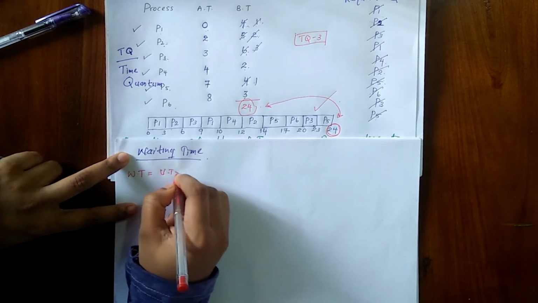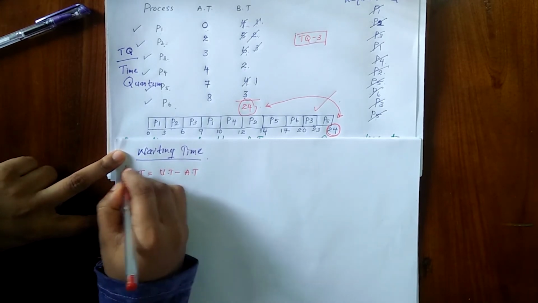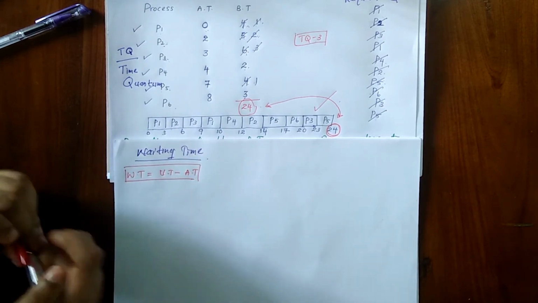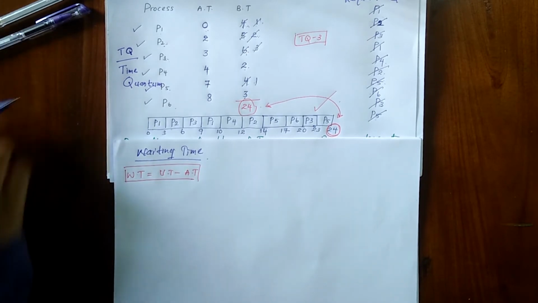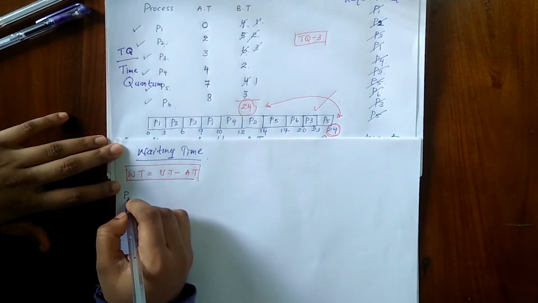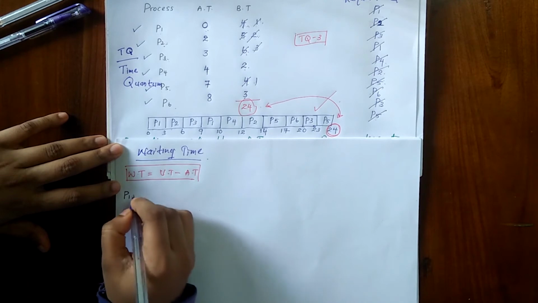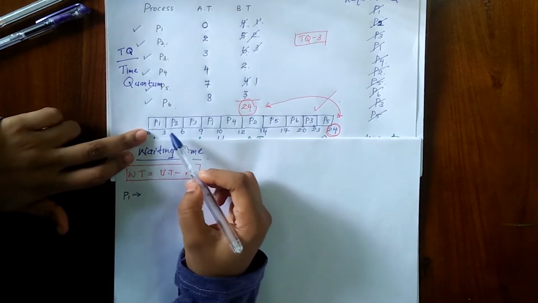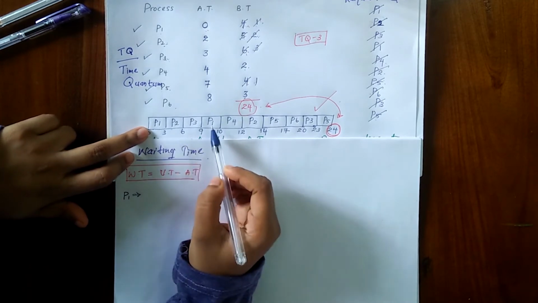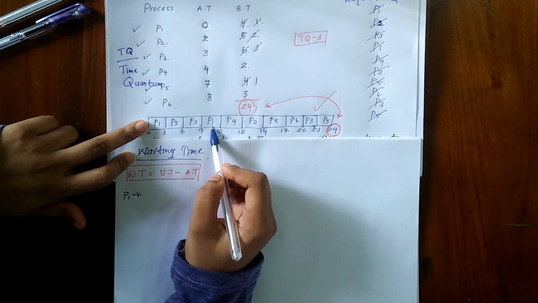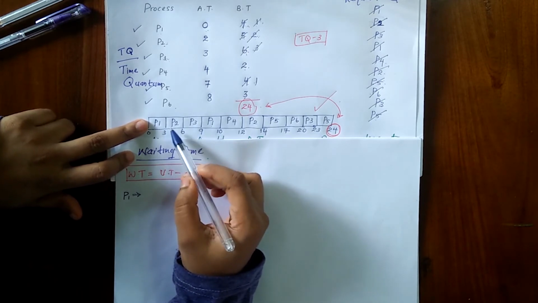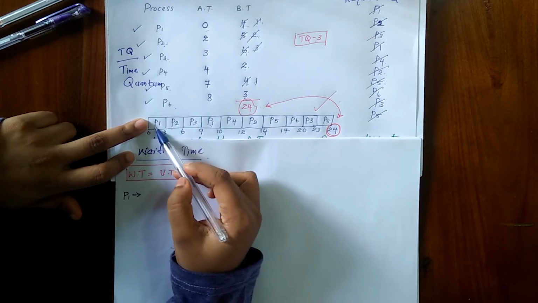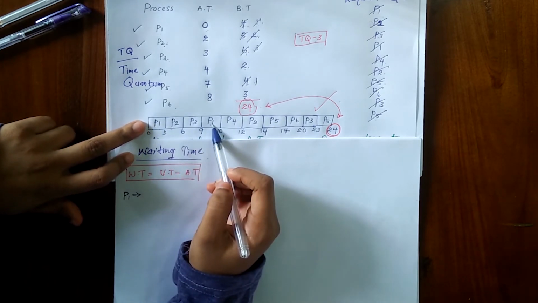Visiting time minus arrival time. Right. We apply the same equation but in a bit different way. So let's start with P1. Here you can see P1 is there 2 times, right? So that means we have to calculate both waiting times of these 2 P1, right?